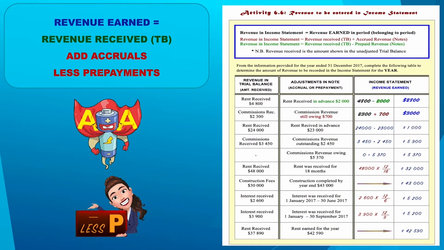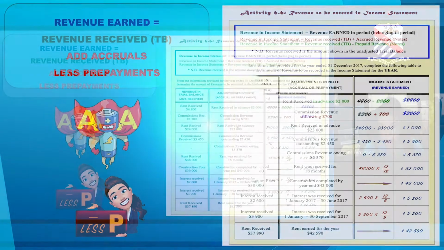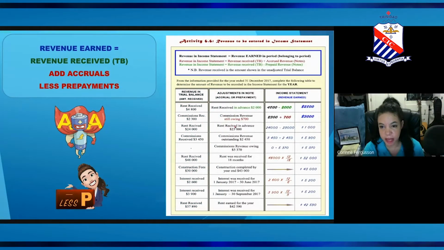And this was the activity that we had done. We are just going to be concentrating on the very easy ones. Like for example, this is a prepayment with a typo. Rent received in advance. When you see in advance, it is a prepayment, and you always less your prepayment. And accruals, so outstanding means accrual, you will add it.